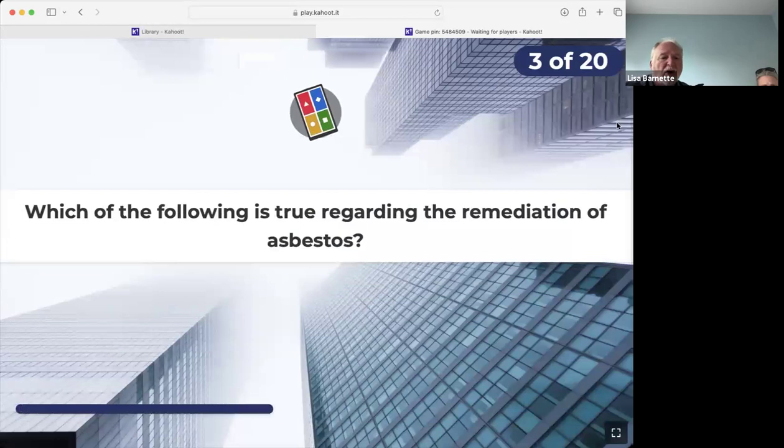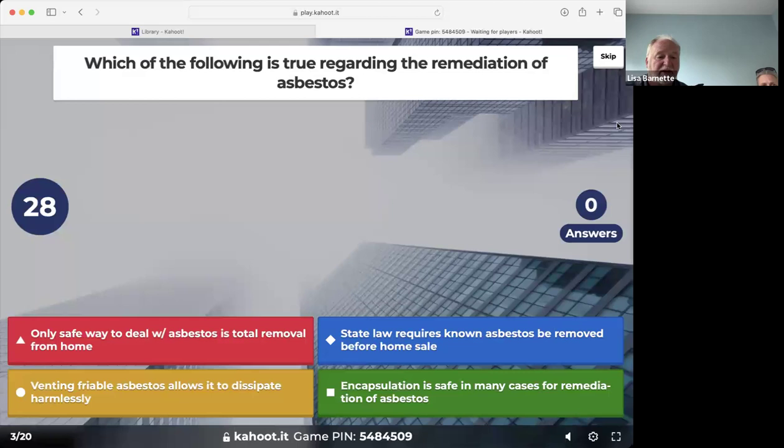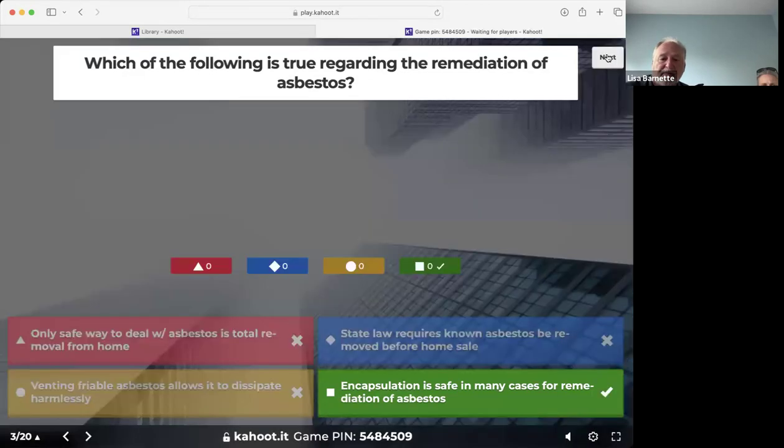Question number 3. Which of the following is true regarding the remediation of asbestos? A, the only safe way to deal with asbestos is total removal from the home. B, state law requires known asbestos be removed before home sale. C, venting friable asbestos allows it to dissipate harmlessly. Or D, encapsulation is safe in many cases for remediation of asbestos. And the answer there is encapsulation.